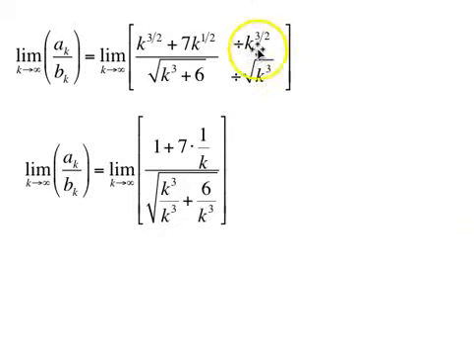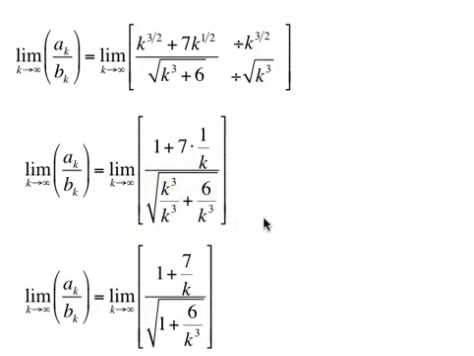Now on the bottom, k to the 3/2 is also the square root of k cubed, so I'm just going to do it that way. If I divide this whole thing by the square root of k cubed, I divide this by the square root of k cubed, and I divide this by the square root of k cubed. This, of course, is 1. So what do we have? As k goes to infinity, the top is going to 1 plus 0. The bottom is going to the square root of 1 plus 0, which is 1.